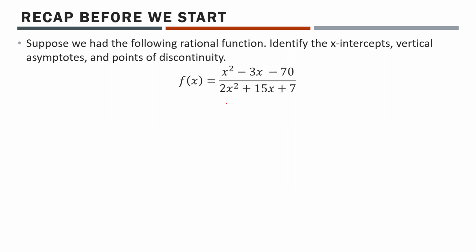Basically, to solve for this, we have to factor everything first, right? So the x-intercepts, hopefully you remember, are just the zeros that show up on the top. Vertical asymptotes are the zeros that only show up on the bottom, and then points of discontinuity are the ones that show up on the top and the bottom. So let's factor this first.